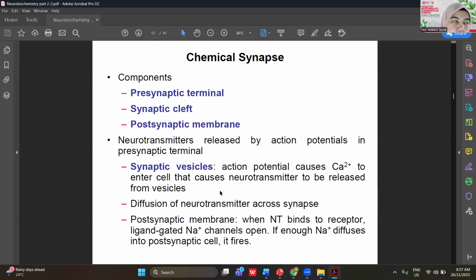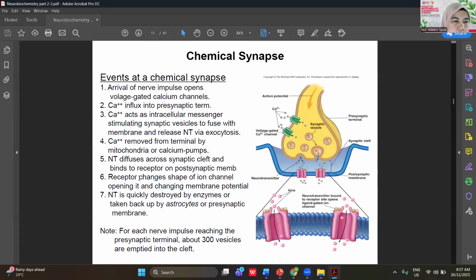So it triggers the opening of the channels. Sodium ion enters the postsynaptic cell, depolarizing the membrane. If the depolarization reaches the threshold, it triggers an action potential in the postsynaptic neuron. So these are the events at a chemical synapse.